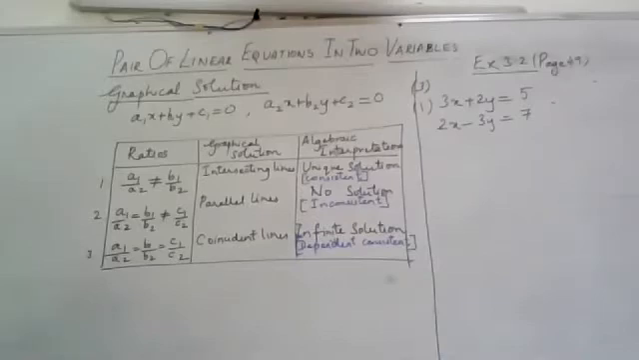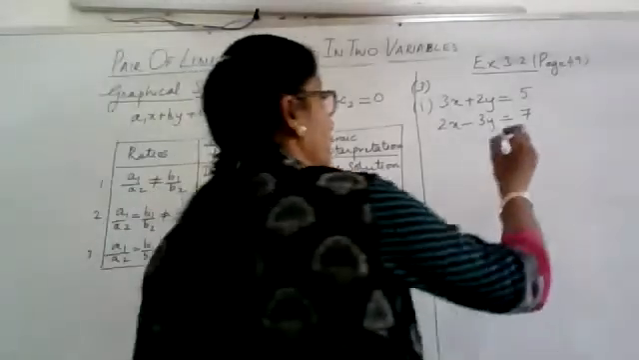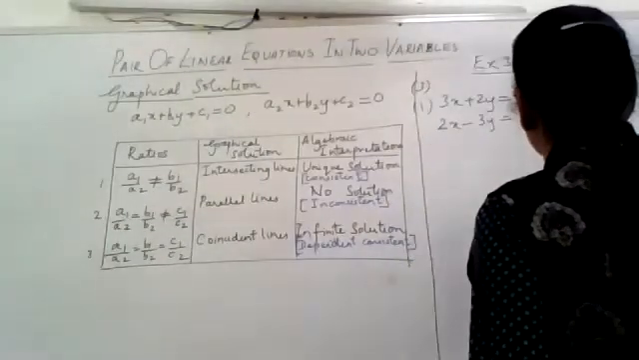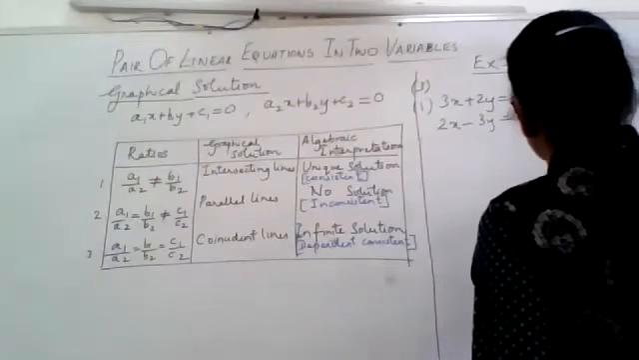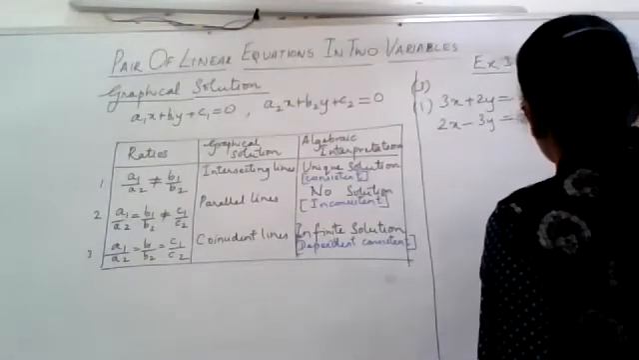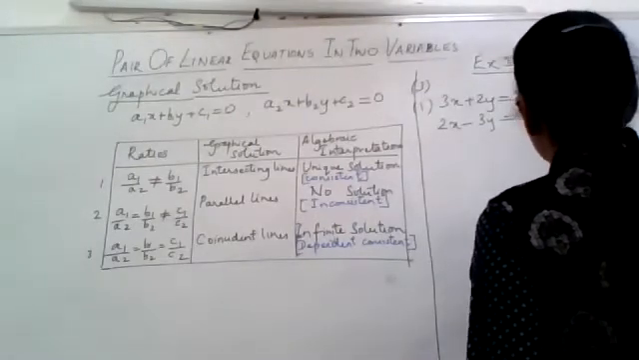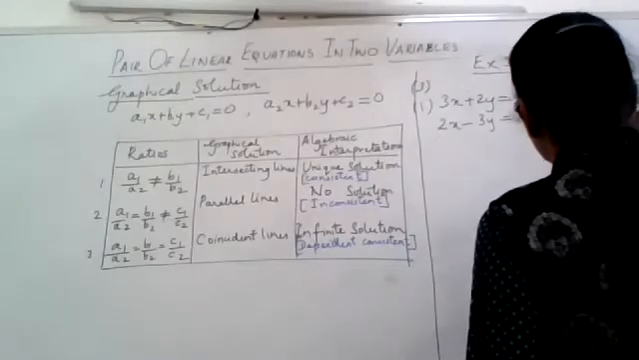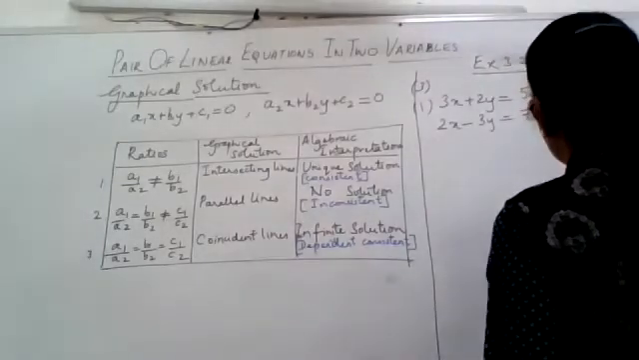a1x plus b1y plus c1 equals 0. So write it in the general form and try to compare what is a1, a2, b1, b2, c1, c2 and hence find out their ratios. So this I will write as a1x plus b1y plus c1 equals 0. This will be a2x plus b2y plus c2 equals 0.